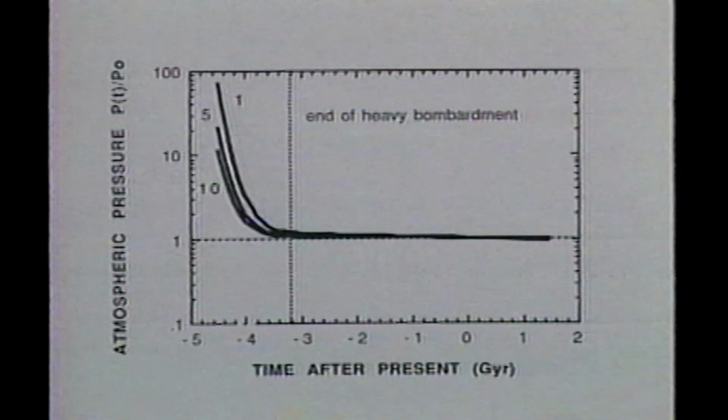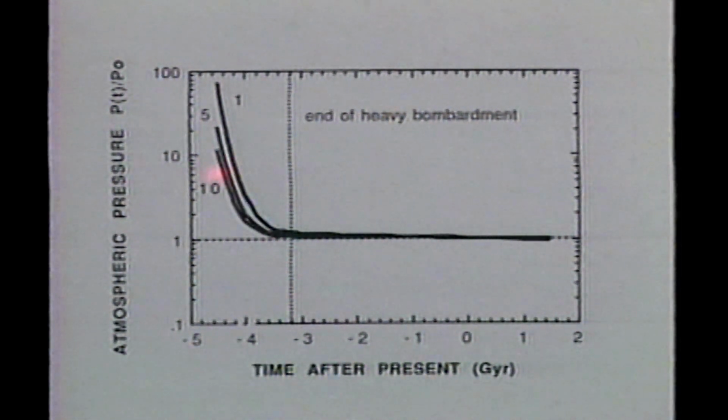What this implies for the atmospheric pressure decline, here are some curves. This is the one that you saw before, where we assume that the effective mass in stripping the atmosphere is equal to the mass above the tangent plane. That's the curve labeled 1. This is assuming the mass is 5 times the mass above the tangent plane. Here is assuming the mass that's effective is 10 times the mass above the tangent plane. You can see in the 10 times case, we can get back to a pressure of only 10 times the present pressure, or about 1/10 of a bar at the beginning of heavy bombardment.